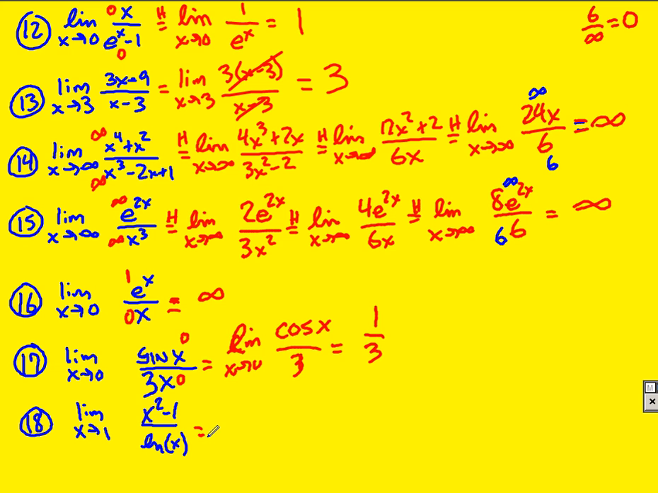And the last one, if I plug in 1, I get 0 up top. Natural log of 1 is 0, so 0 on the bottom. L'Hopital's rule comes into effect. The limit as x approaches 1 will now be 2x over 1 over x. If I plug in now, I'll have 2 on the top, which is good. On the bottom, 1 over 1, which is 1. So my answer is just 2 for my limit.